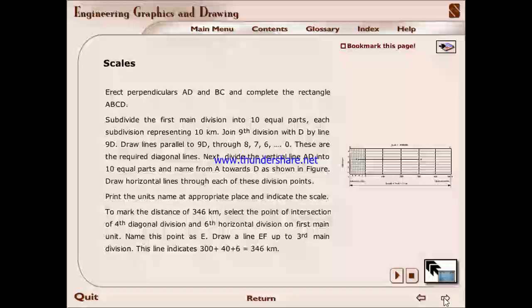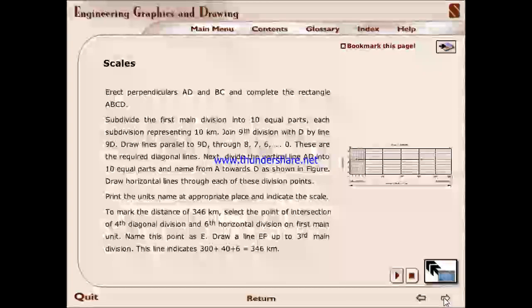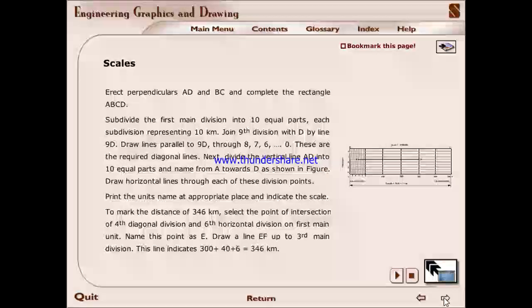Erect perpendiculars AD and BC and complete the rectangle ABCD. Subdivide the first main division into 10 equal parts, each subdivision representing 10 kilometers. Join the 9th division with D by the line 9D. Draw lines parallel to 9D through 8, 7, 6, etc. These are the required diagonal lines.